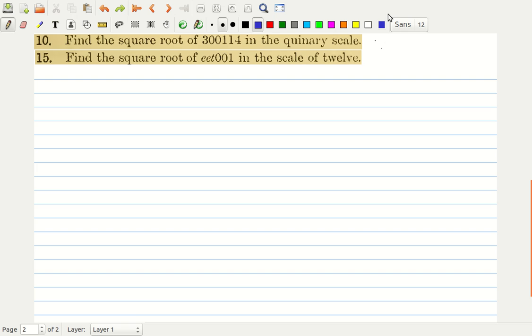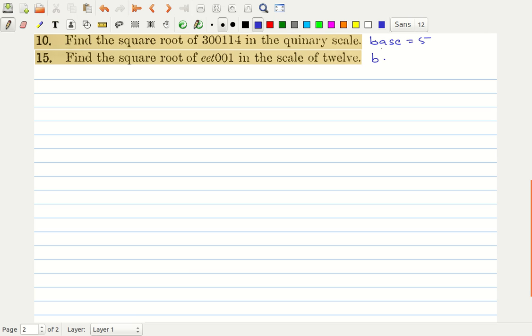Okay, so now that we have looked at how to find the square root by hand, now let us look at two problems from Hall and Knight Higher Algebra. Problem number 10 is: find the square root of 300,114 in quinary scale. So this number 300,114 is in base 5. And find the square root of EET 001 in the scale of 12.